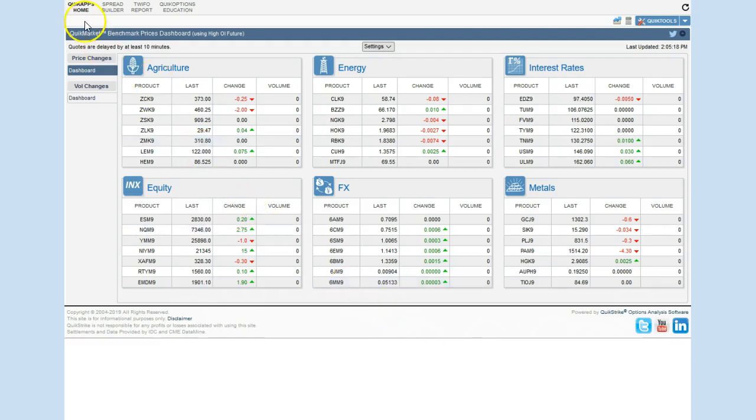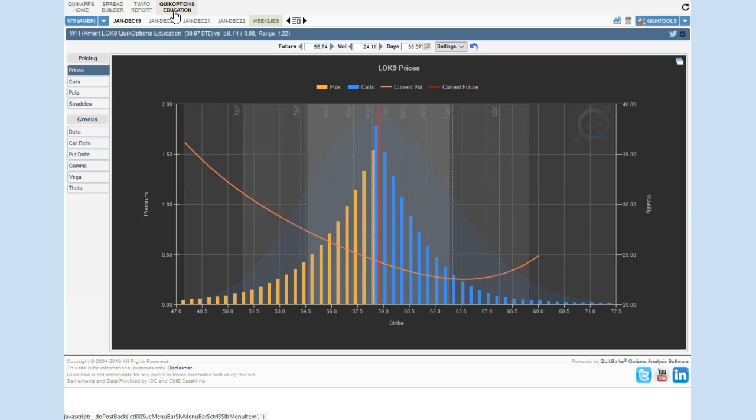So here you see we're on our landing page for the Quick Apps tool set. Spread Builder, we've talked about that. This week in Futures Options report, and here we go, Quick Options Education. This tool is meant to give those that are new to options or need a refresher for options, or are futures traders that are looking to learn options. This is the place to go.